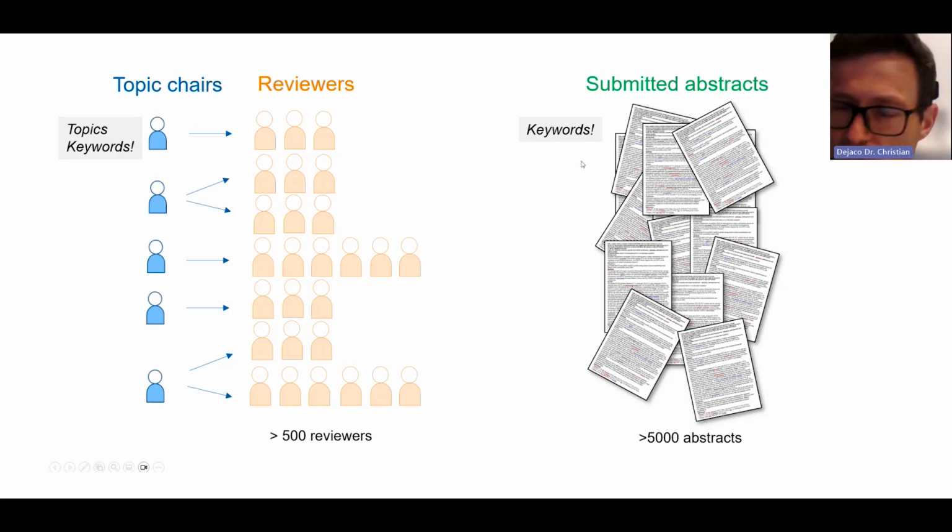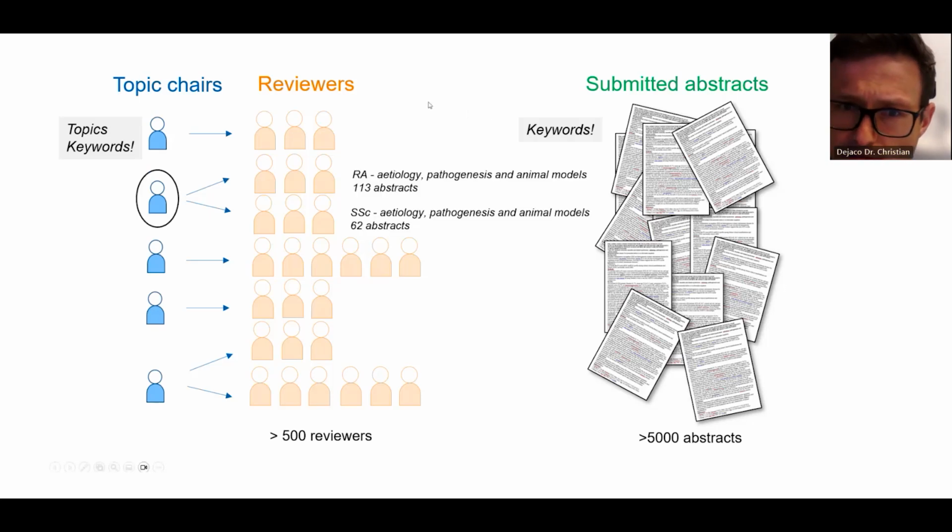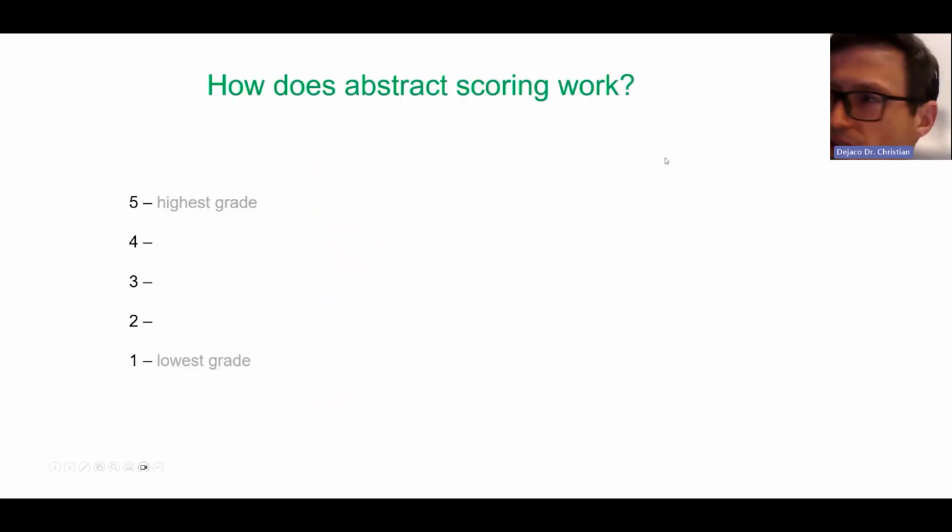And here the selection of the topics and the keywords helps us to really assign your abstract to the right reviewer. This was just an example from last year. Like in RA etiopathogenesis, there were around 100 abstracts, and usually one reviewer can cover up to 100 abstracts. But when you have 500 or 600 abstracts in one category, then you definitely need more than these 3 reviewers. Then the reviewers have been selected, and now they receive your abstract.